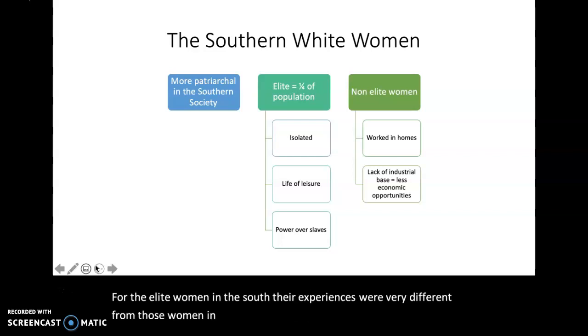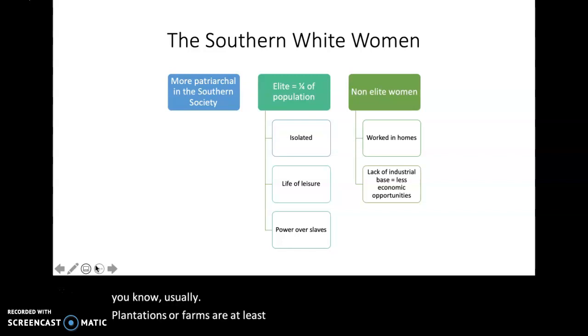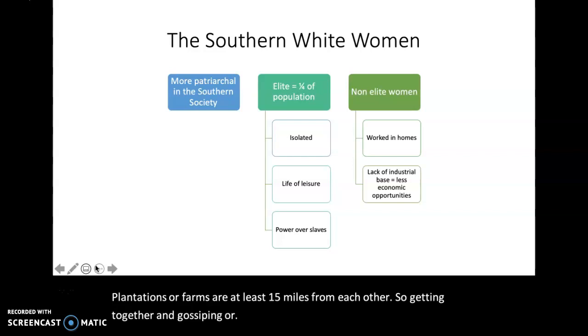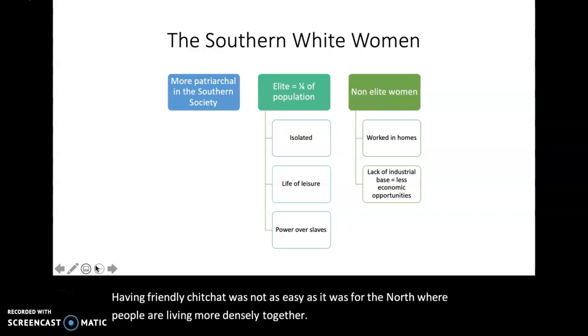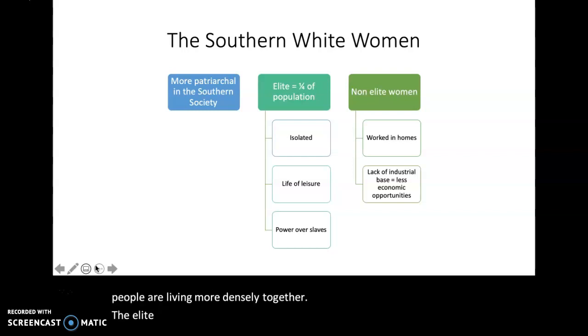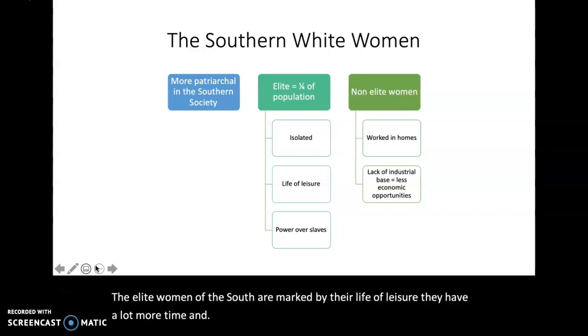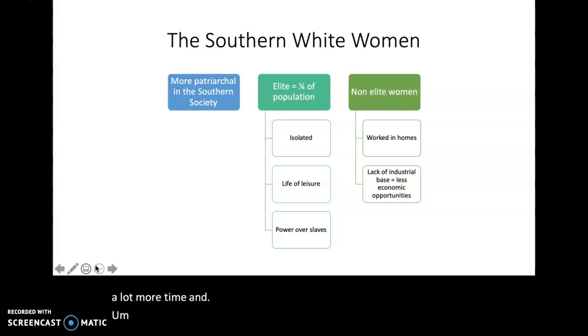They are much more isolated in the South. Usually plantations or farms are at least 15 miles from each other. So getting together and gossiping or having friendly chit chat was not as easy as it was for the North, where people are living more densely together. The elite women of the South are marked by their life of leisure. They have a lot more time and a lot less work to do than women in the North because of slavery.